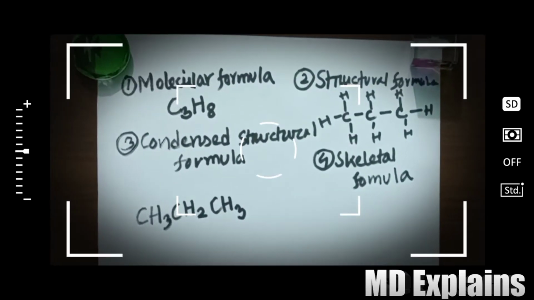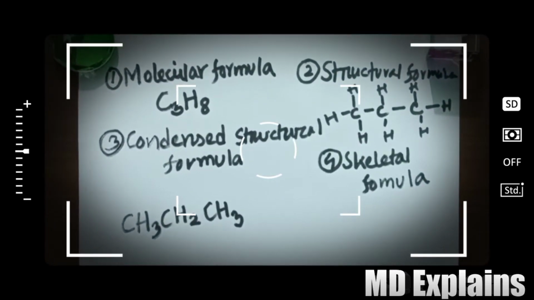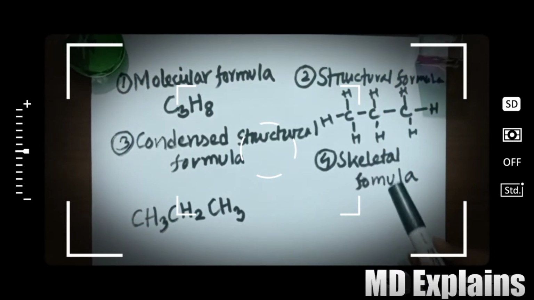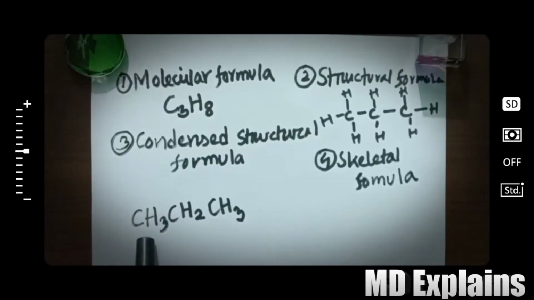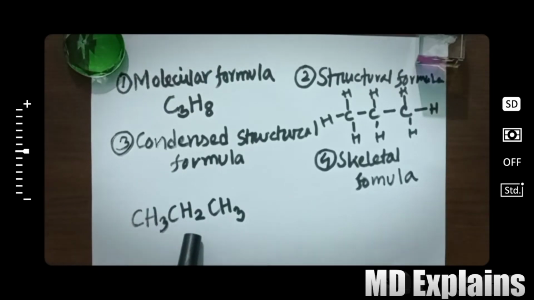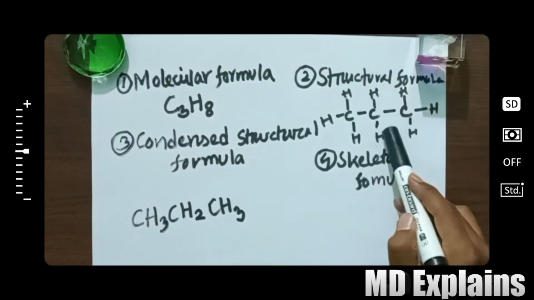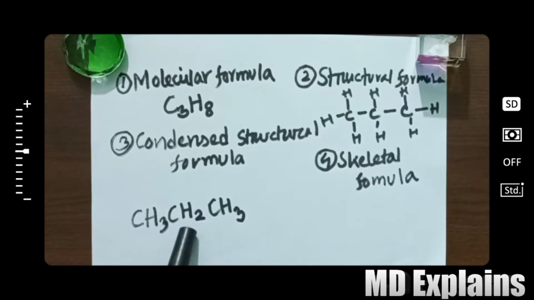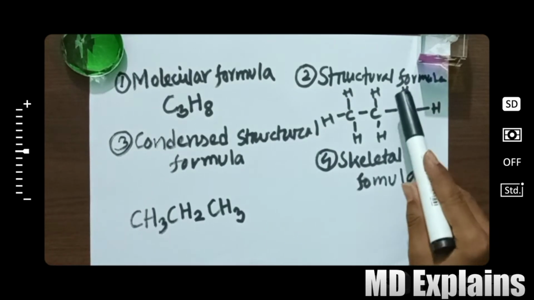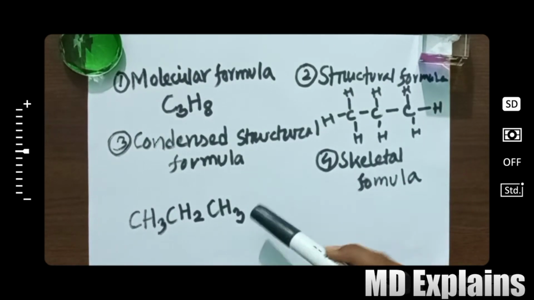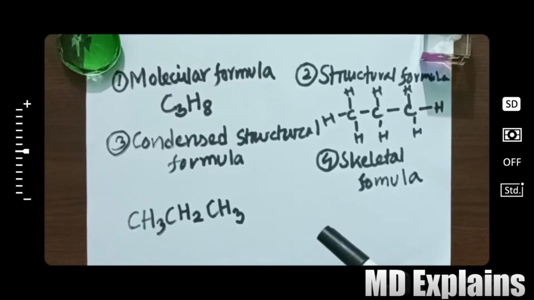To write this formula, we look at the structural formula where on the first carbon to the left there are 3 hydrogens attached. This is why we have CH3. Next, the middle carbon only has 2 hydrogens, so CH2. And the last carbon to the right has 3 hydrogens, so CH3.